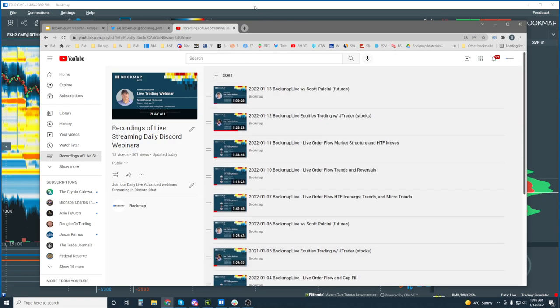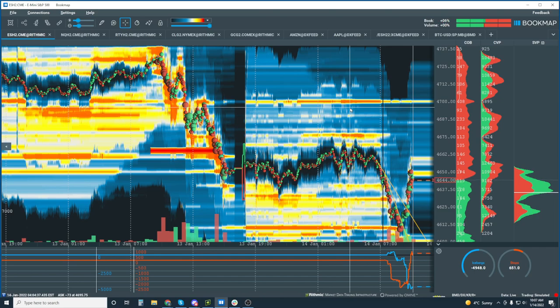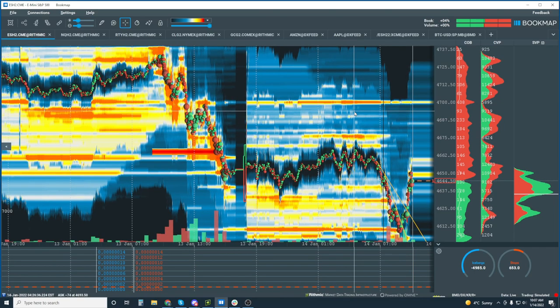If you have any questions about that, let's take a look at this S&P 500. That's what we're going to take a look at and jump into.